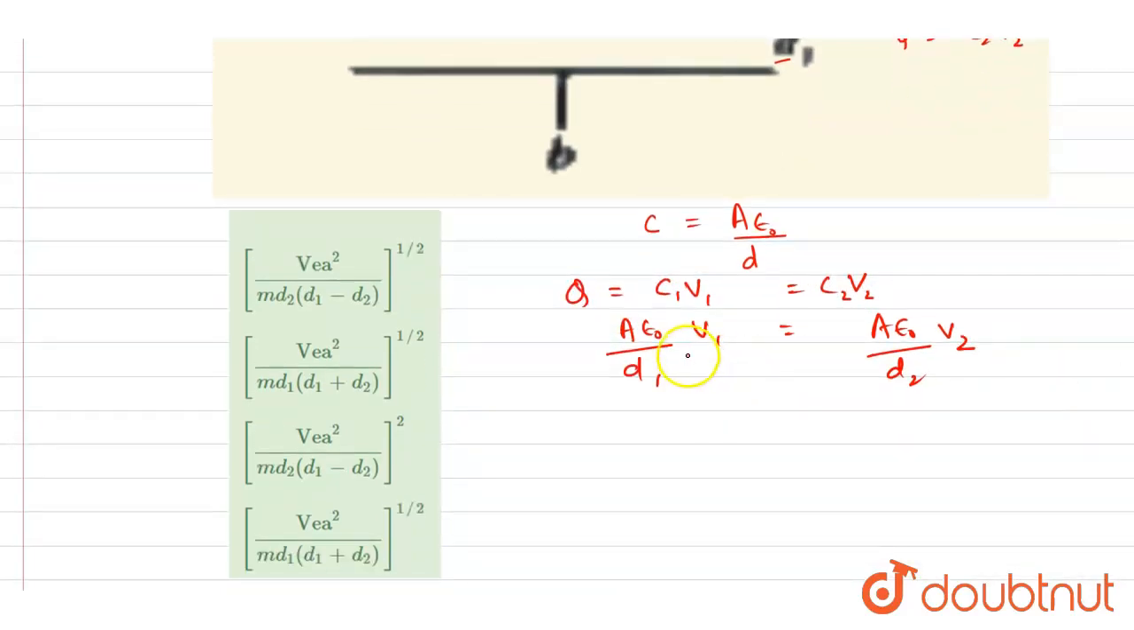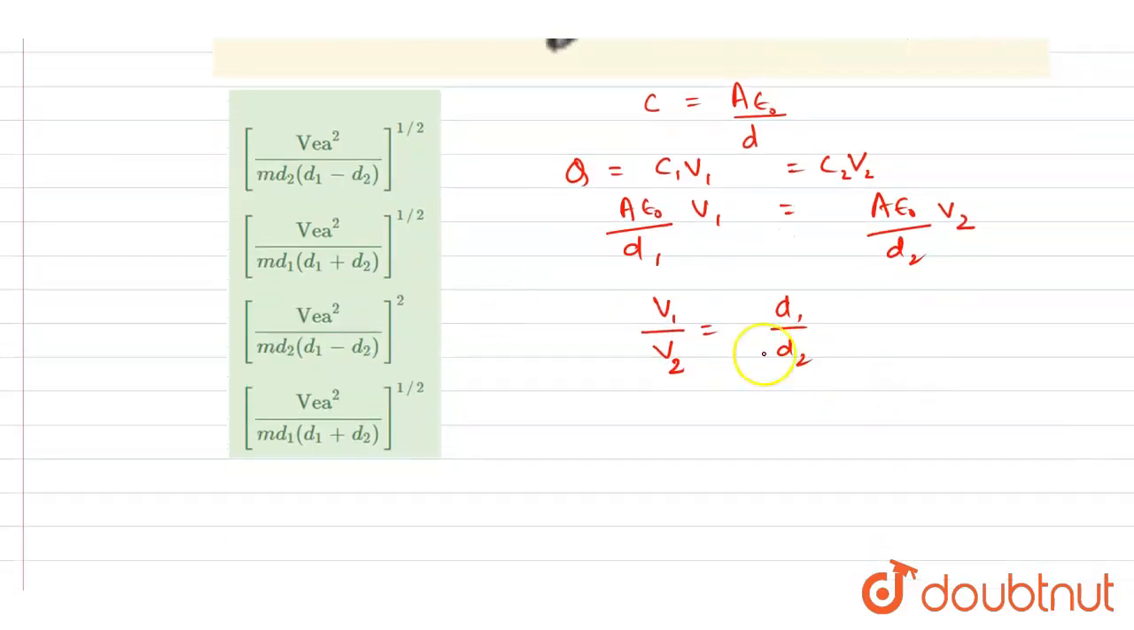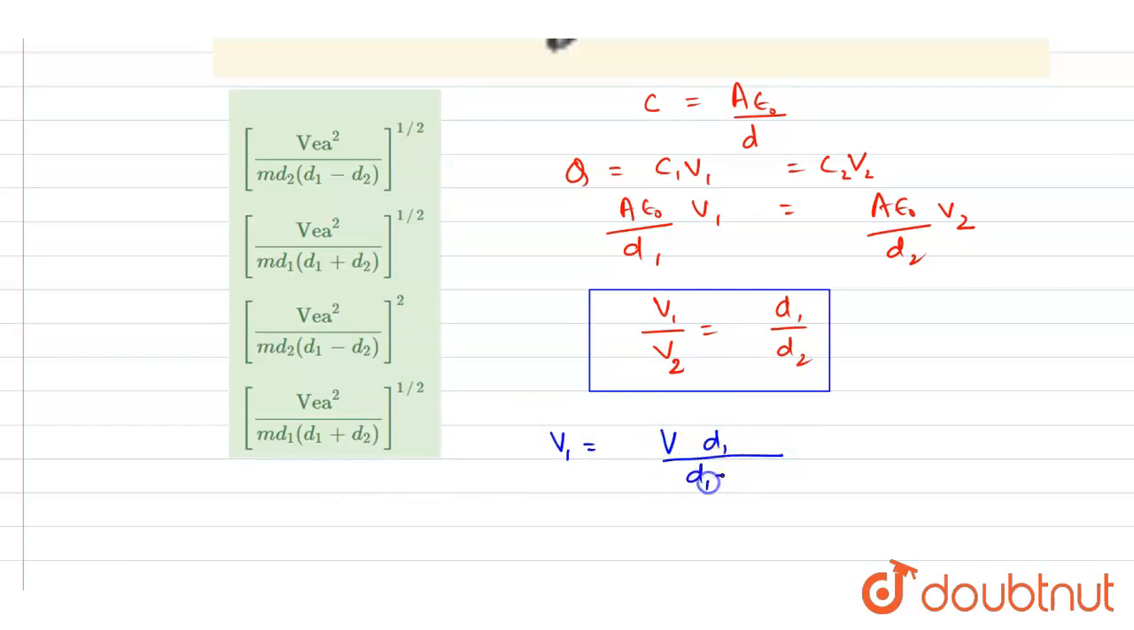So see what we got. The electric field across them will be the same, that is V by D. So V1 by V2 is equal to D1 by D2. Now we can say the potential difference will be in the ratio of D1 and D2. So the potential difference across the first capacitor will be equal to V D1 by D1 plus D2, right?